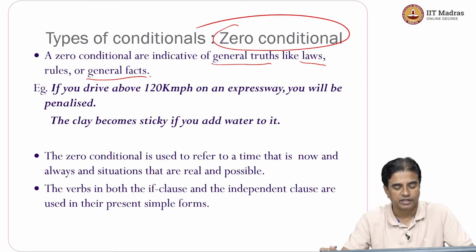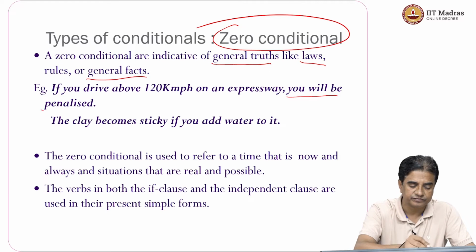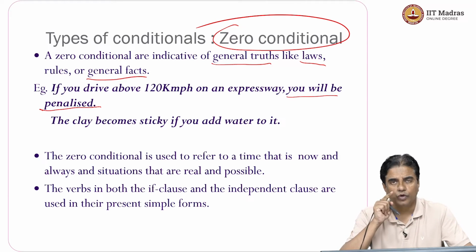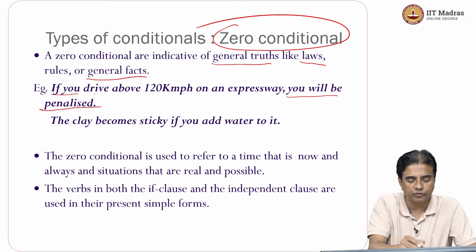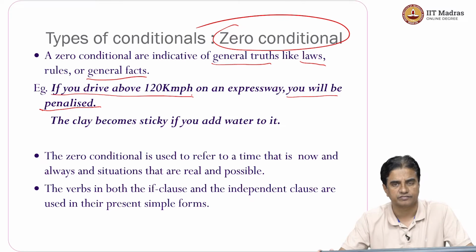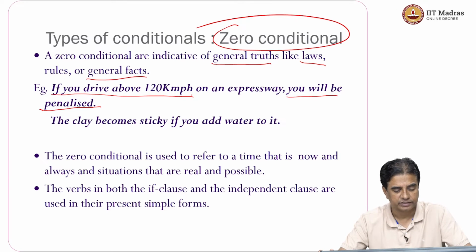Look at the example. If you drive above 120 km per hour on the expressway, you will be penalized. So, you will be penalized is the main clause here. But for this penalty to occur, there is a condition. It happens only if you drive above 120 km per hour. So, it's sort of a fact and therefore it is called 0 conditional.